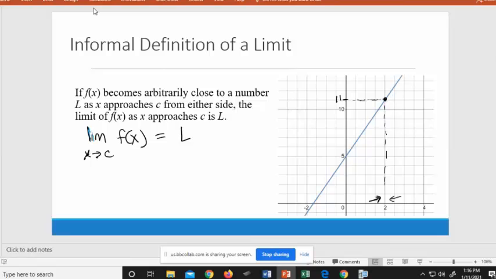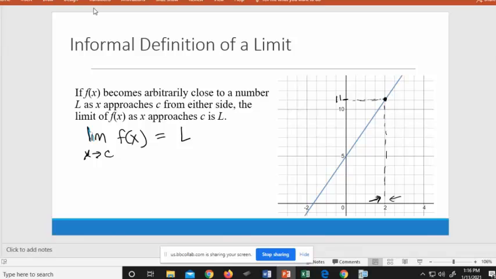However, if this point were not solid, like if this point did not exist, okay. So say that there was a removable discontinuity here at this point. I'd still say the limit is 11.